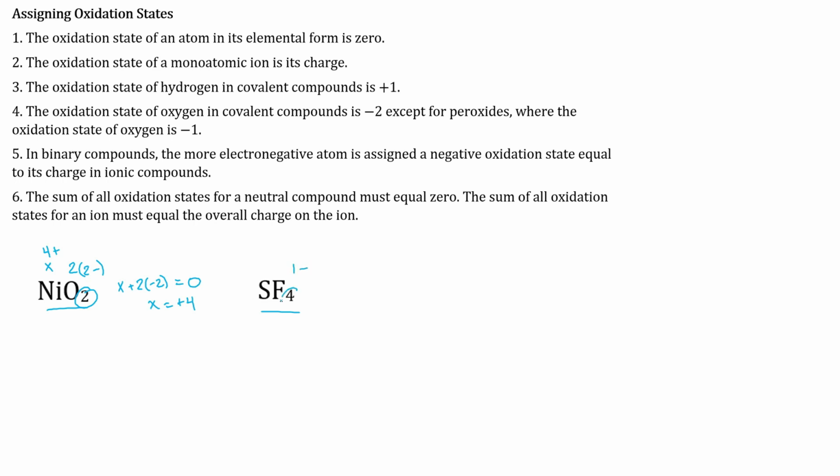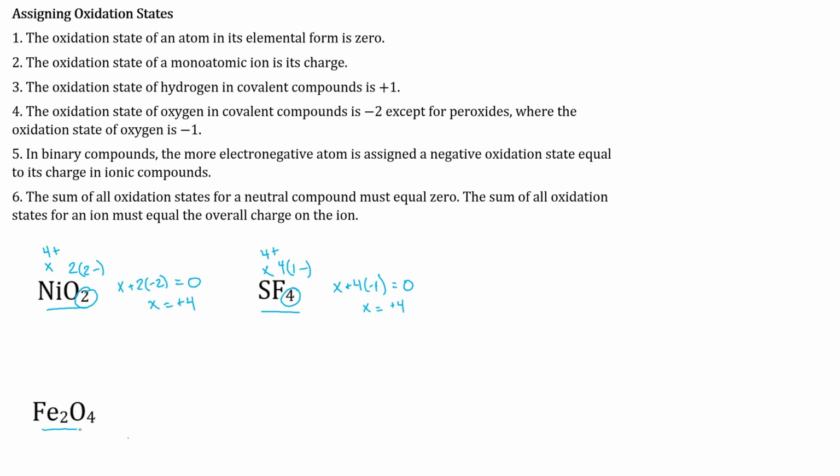Now, don't forget your multiplier. There are 4 fluorines here. I don't know yet what sulfur is, but using rule number 6, I can find sulfur. So my unknown sulfur plus 4 of my fluorines, make that 1 a little bit bigger, this equals 0. Therefore, my value on sulfur is +4.